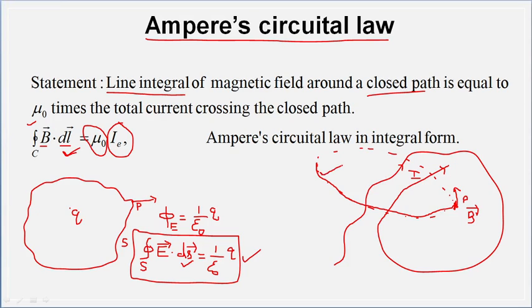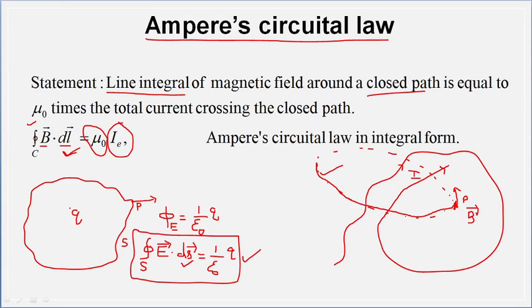Remember that this closed path is an imaginary path. It is called the Amperian loop. Just like in Gauss's law, the closed surface is an imaginary surface called a Gaussian surface, here the closed path chosen is called an Amperian path. This is the meaning of Ampere's Circuital Law. It is similar to Gauss's law, so when you are studying Ampere's Circuital Law, just try to recall Gauss's law.